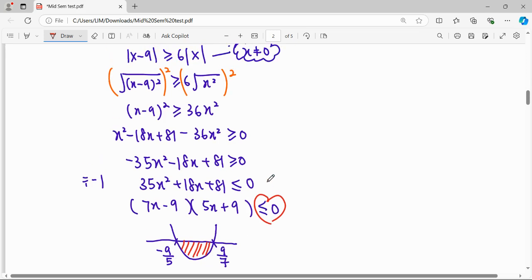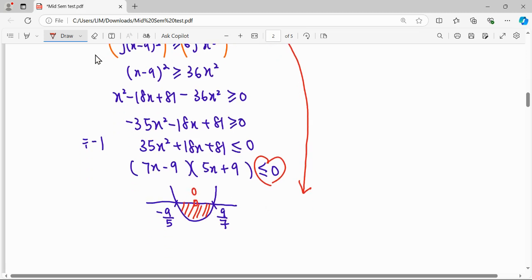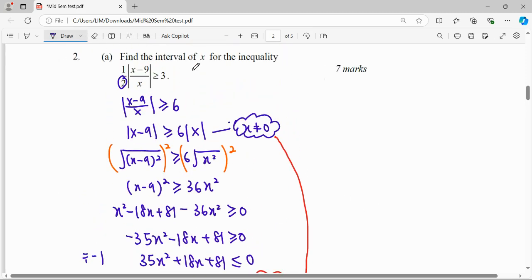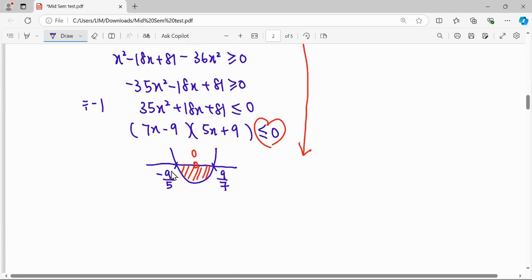And then don't forget, just now we have a precondition where our denominator cannot equal 0. So 0 is in the middle here, so we should not include this value of 0. Then finally, we write out our answer in interval form because it said find the interval of x. So the interval of x will be negative 9 over 5 until 0, where 0 is not included. Negative 9 over 5 is included. Continue, take out the 0, not included, until 9 over 7, which is included.